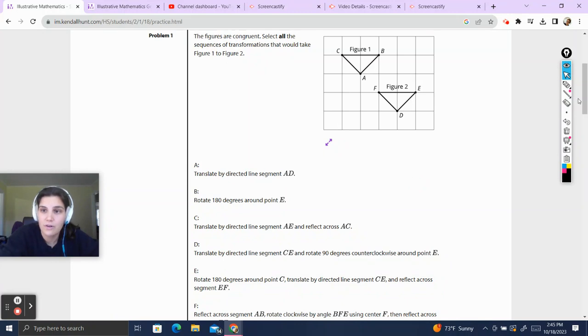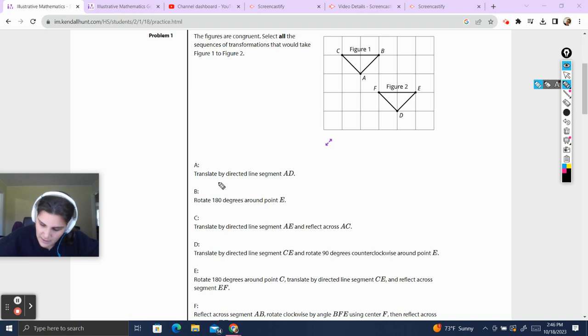The figures are congruent. So figure 1 is congruent to figure 2. Select all sequences of transformations that will take figure 1 to figure 2. So congruent in layman's terms basically means the two shapes are the same shape and the same size. It means all of the angles are the same, all of the sides are the same, or that we could have a rigid motion that brings one shape to the other. And that's what we're doing in this case, or sequences of rigid motion. So we're trying to figure out which sequence of rigid motions or transformations will bring one to the other.